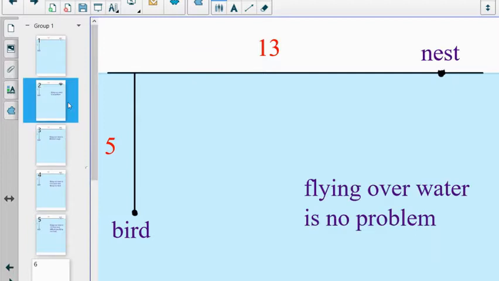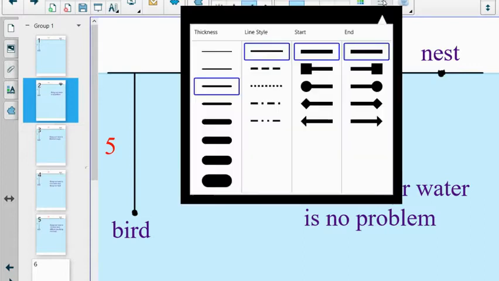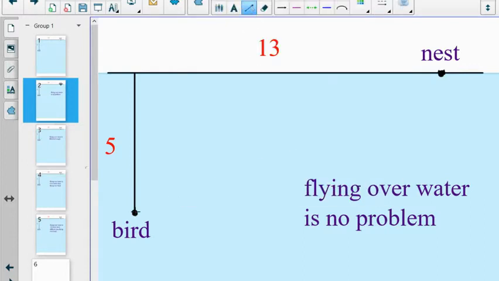Suppose, hypothetically speaking, that flying over water is no problem. Water, land, doesn't matter. Then the answer here, what path should the bird take to get to his destination? I want a little dotted line thing here. I'm going to make this one a dotted line. If that's the case, well, then this bird's going to take off. He's going to fly straight to the nest, and this is just a Pythagorean theorem problem. 5 squared plus 13 squared, take the square root, whatever that is. That's our answer. Easy peasy.